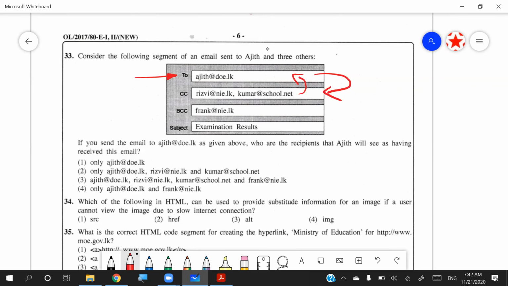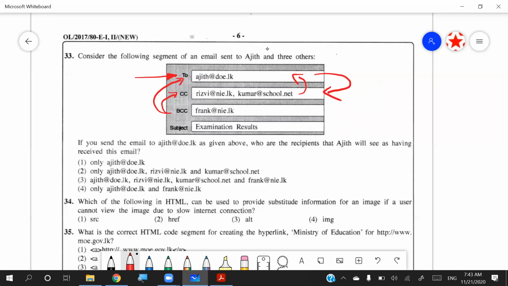Now, Frank can see both the CC and the To people, but To and CC are not able to see the BCC, right? Because blind carbon copy is the way you are sending an email to a recipient without informing the others or without being seen by the others, right? So that is the relationship between To, CC and BCC.